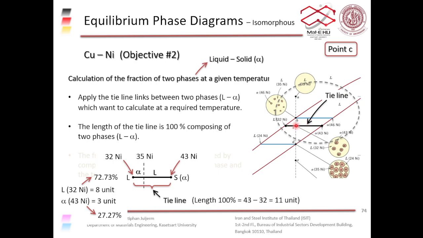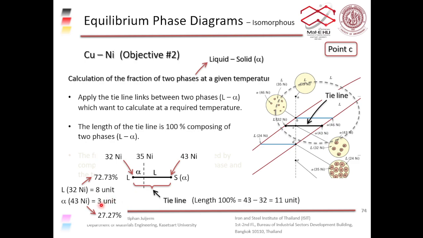So 8 divided by 11 times 100 gives you 72.73%, right? So the weight fraction is the length for the liquid side, which is 8 units, divided by the total length, which is 11 units, right? That gives you 0.727, right? You multiply that by 100, gives you percent. So you get 72.73%.